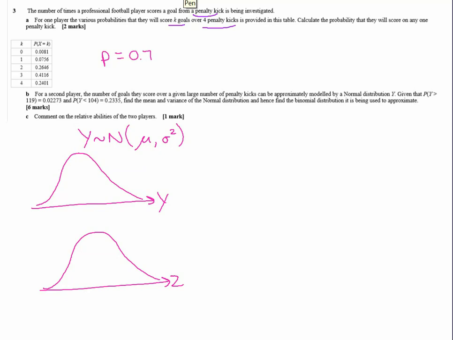So now we have a second player, and the number of goals they score, given that it's a large number of penalty kicks, is approximately modelled by a normal distribution. They've called that y. Why that's important is the number of penalty kicks would normally be a binomial, but because they say they've got a large sample, you could justify that you could use a normal approximation.